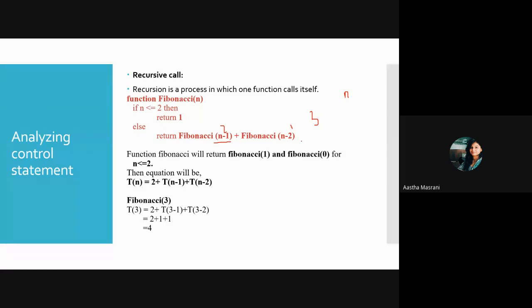Fibonacci series is the addition of two previous terms. So the first previous term is represented as n minus 1 and the second previous is represented as n minus 2. So the Fibonacci function is Fibonacci n minus 1 plus Fibonacci n minus 2. Now the condition is n is less than or equal to 2. Therefore 2 is constant over there. N will be starting from 2.